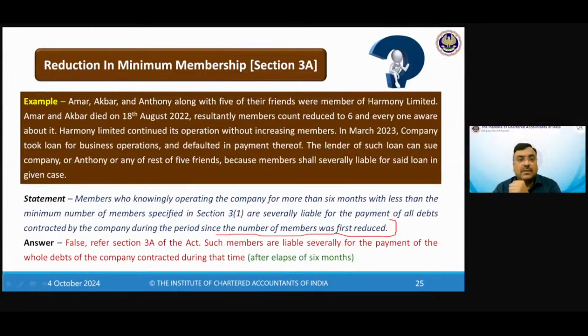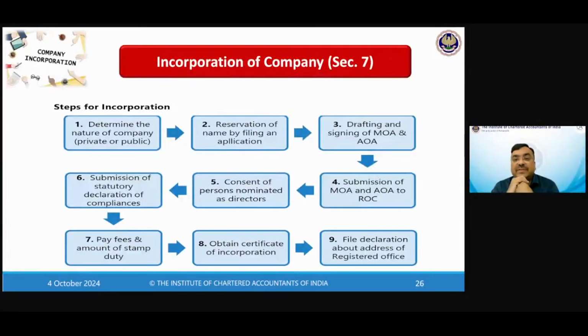Right? Now the incorporation of companies, section 7. So this picture has been taken from your study module and that clearly defines the steps one by one. First, determine the nature of company, whether it is private or public. Second, reservation of name by filing the application. Then the step is drafting the MOA and submission of statutory declaration of compliances, consent of the persons who are nominated as directors, submission of MOA and AOA to ROC, payment of the prescribed fees.